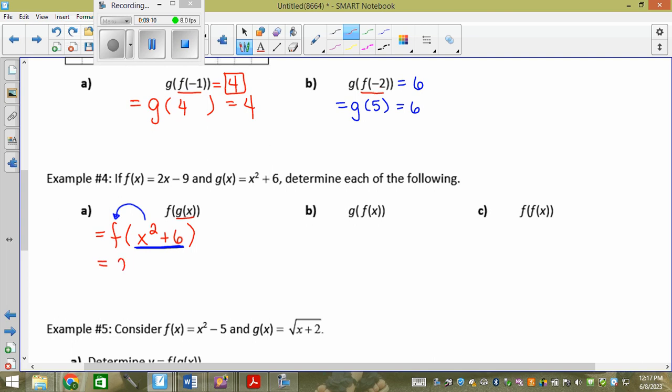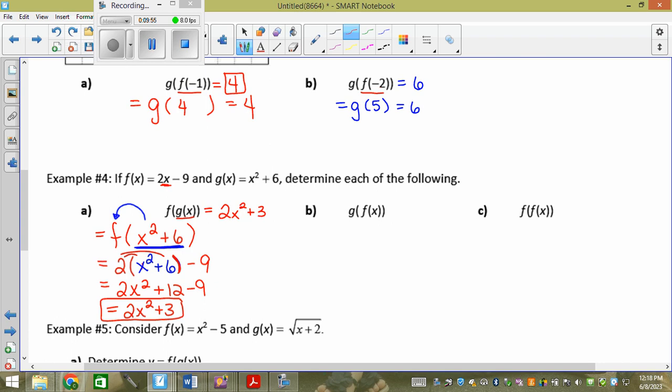So I'm going to get 2 bracket x squared plus 6. So I literally took this x and I just replaced it with x squared plus 6. I ripped it off and replaced it. And then I get minus 9. So the only thing that changed was the x. Do you see that? I just inputted into the x of f. And then I'm going to distribute. So I'm going to get 2x squared plus 12 minus 9. So my graph of f of g of x is 2x squared plus 3. So that's the entire graph of f of g of x.